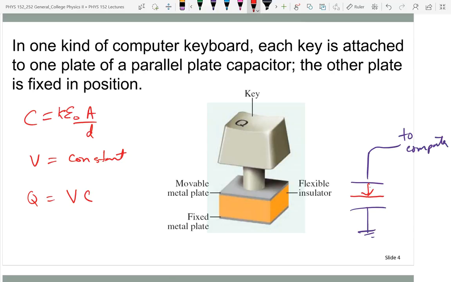You press that down, D got smaller, so C went up. If C went up and V stays the same, what's going to happen with Q? Q will go up. So that means charge had to come to that key. So if you have something that's holding at constant voltage, suddenly you have charge flowing to the key. What do we call it when charge flows? A current. And so when the key is depressed, current flows into the key if it's a positive voltage. And then when you let go of the key, current flows out. And so that's how this key works: it measures the current flowing in or out to tell if it's been depressed and if it's been released.